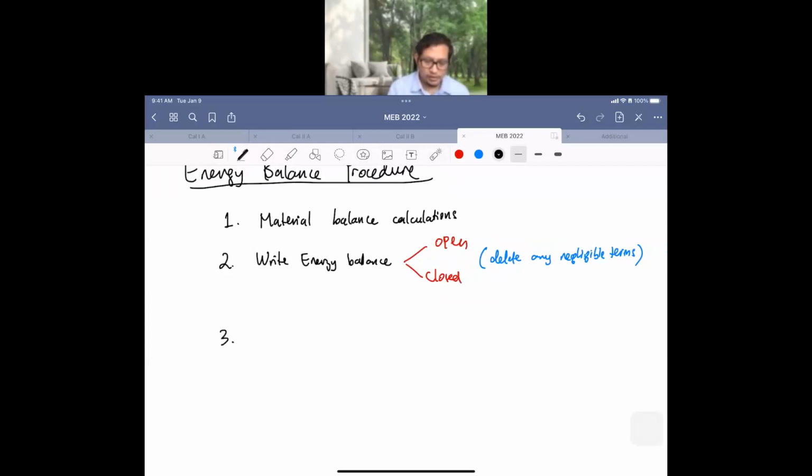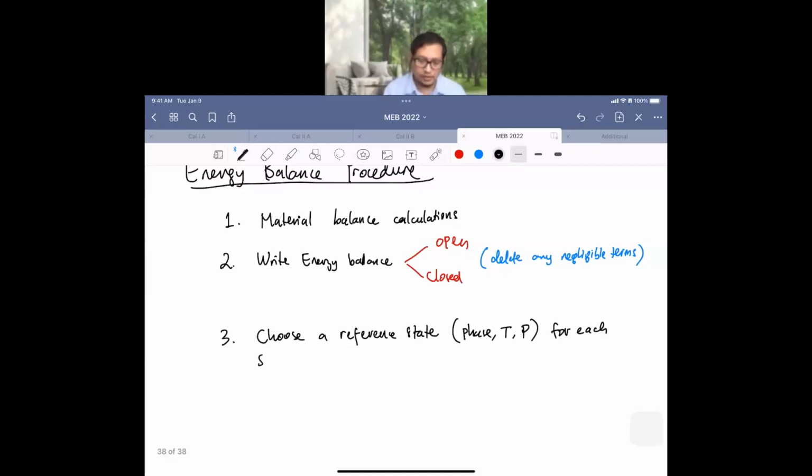And three, choose a reference state. The state that you choose can be based on the phase, temperature, and pressure for each species involved.